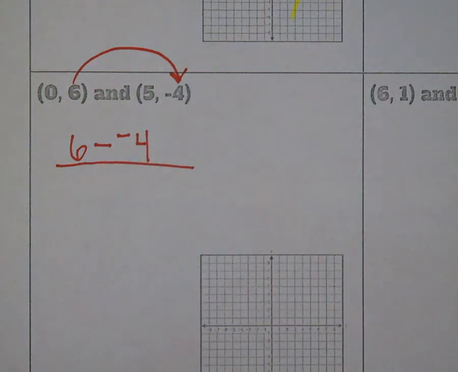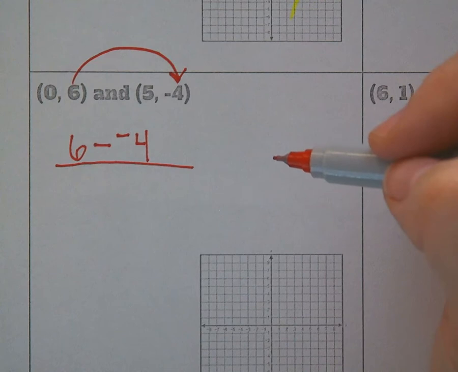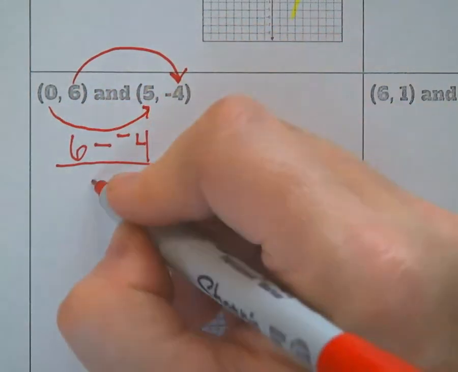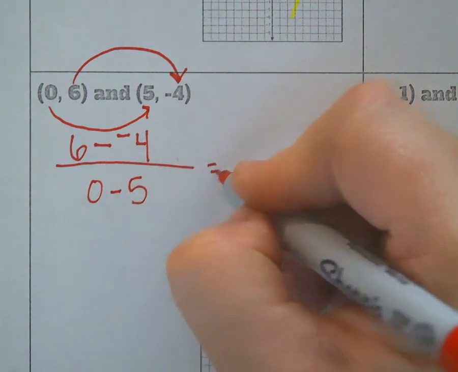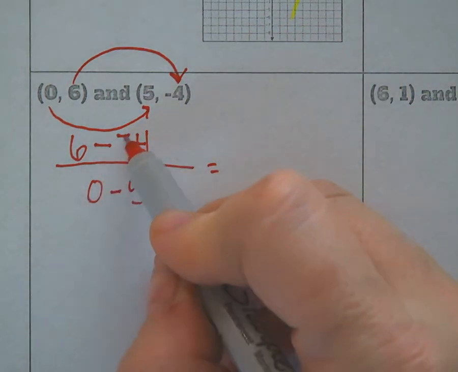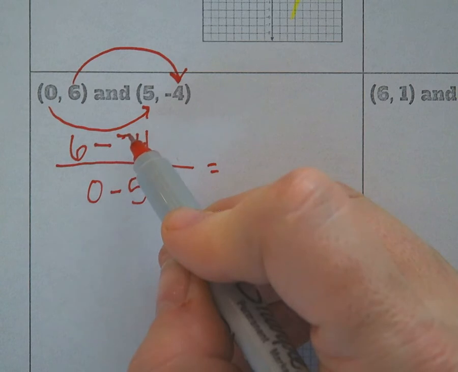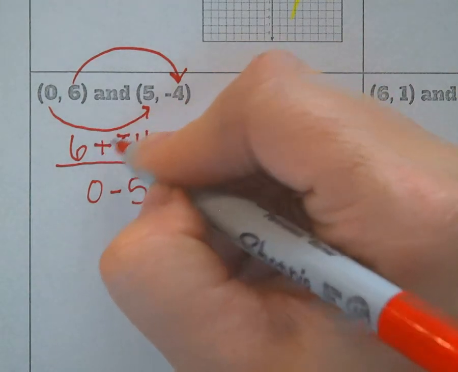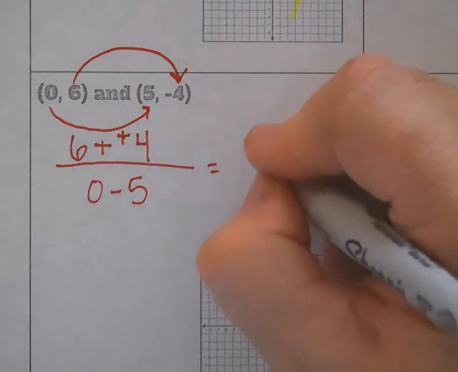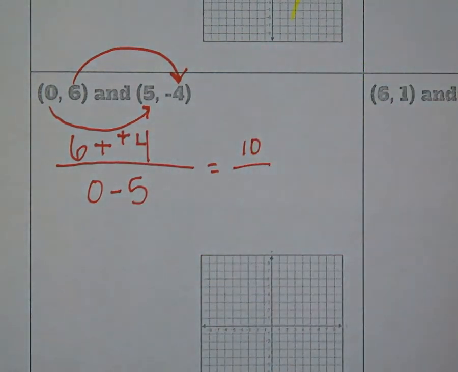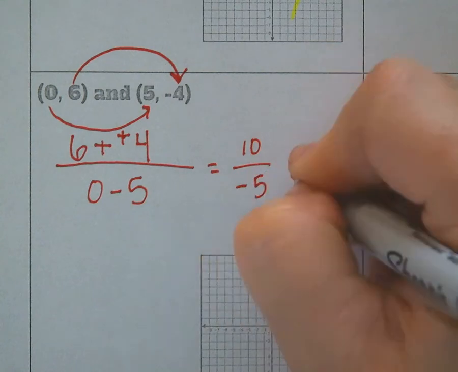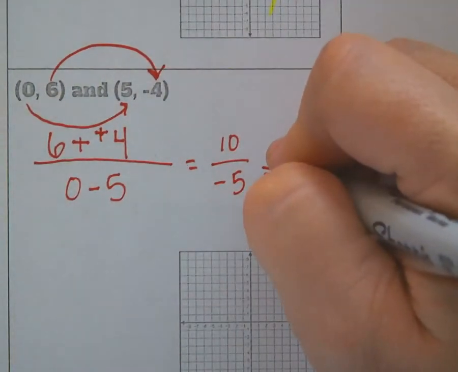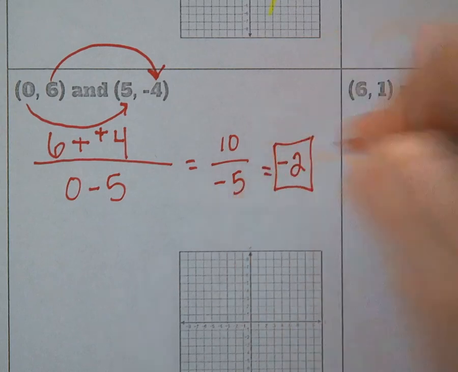Does that make sense? So in the denominator, what do I have to go back and start with? 0 minus 5. Okay, from last year, when you subtract a negative, what do you do to these two signs? You add the opposite, so this really becomes adding positive 4. So we have 10 over negative 5. And when you divide that, what do you get? Negative 2. So our slope is negative 2.